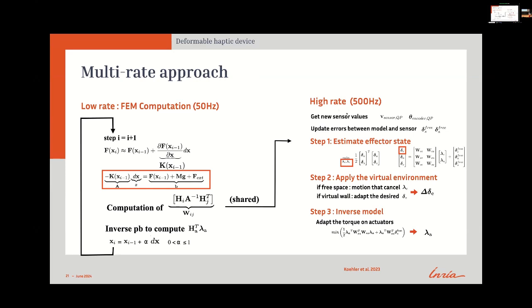And in the high rate loops, given the new value of the sensor and the encoder, we can estimate the new error between the model and estimate a new effector state, both force and position. And in step 2, we apply the virtual environment. So given the two states, the force that the user is applying. And then when we have a new direction of motion, we apply the inverse model.